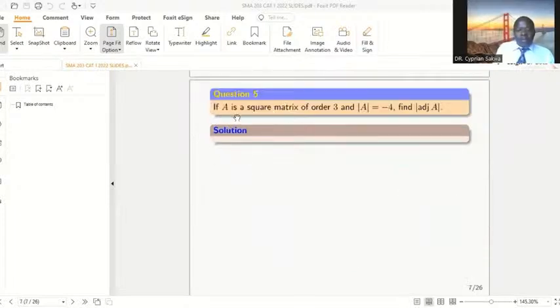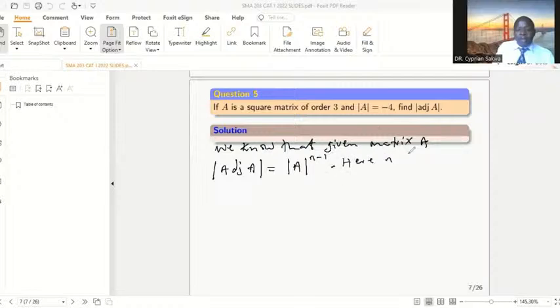Now, this fifth question says, if A is a square matrix of order 3, and the determinant of A is negative 4, find the adjoint of A. This is a very easy question. We know that, given matrix A, the determinant of the adjoint of A will be given by the determinant of A raised to n minus 1. Here, n is the order of the matrix A.